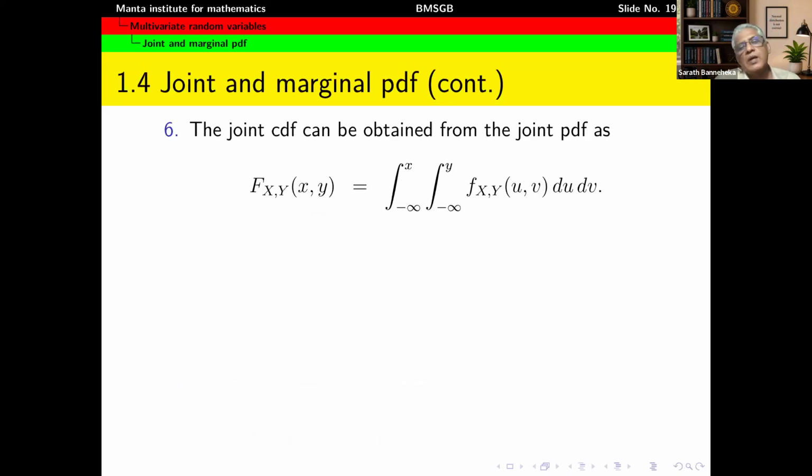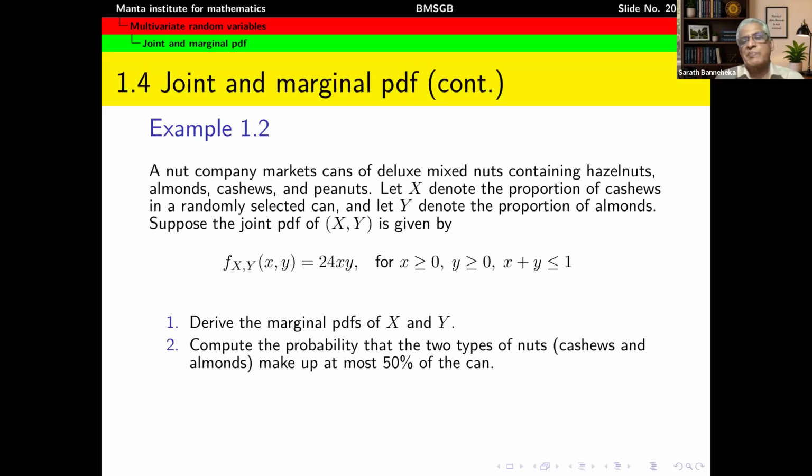Right? And of course, we usually obtain the joint probability density function, according to the definition, by differentiating the joint cumulative distribution function. So therefore, if you integrate the joint probability density function, you should be able to get the joint cumulative distribution function, capital F. So that's right.